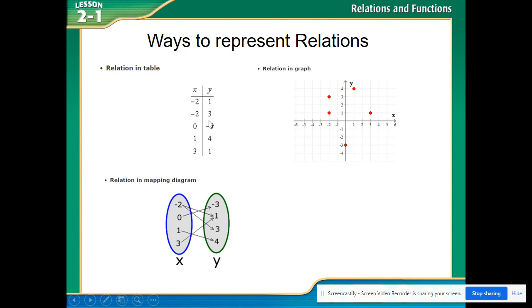Now we know this is not a function. Again, why is it not a function? Because this x repeats here. We have a -2 equaling 1 and a -2 equaling 3. I don't know what the answer is for -2. It's either 1 or 3. So I can't have that. And notice how it looks down here with your mapping. See how -2 branches off?